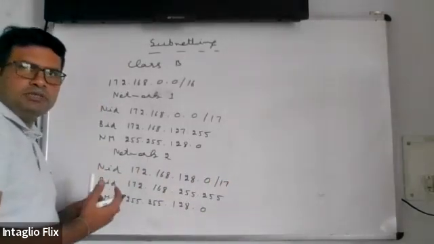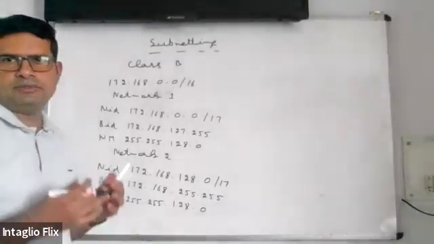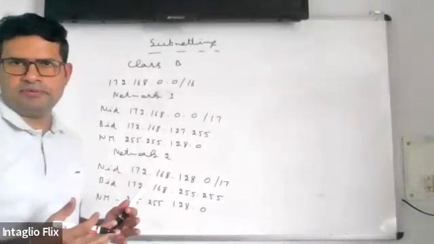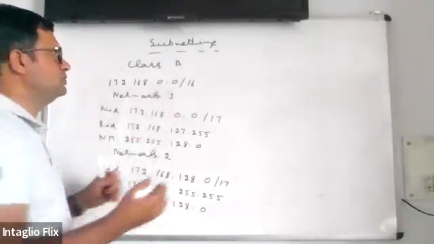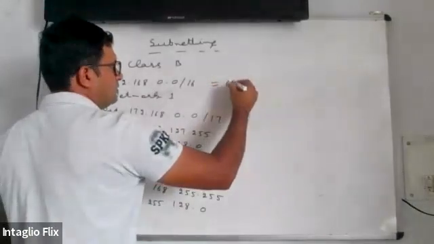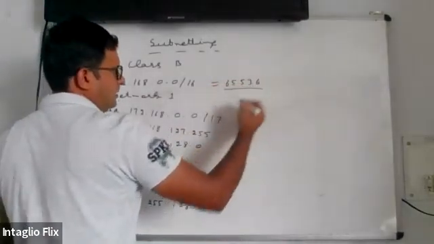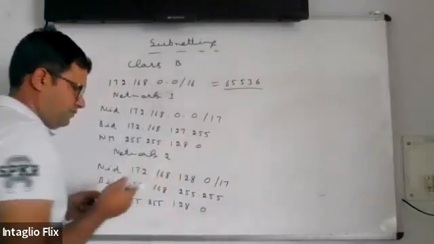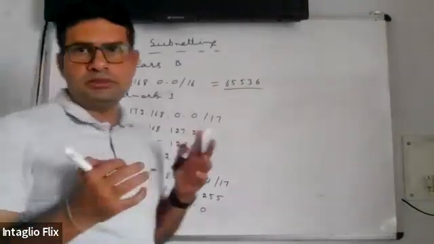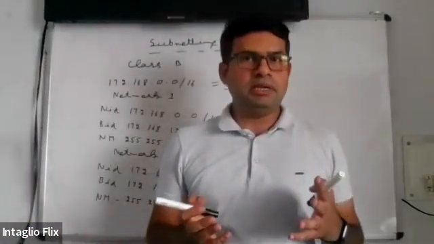So these are two networks, and in every network you are going to get about 32,000 IP addresses, right? So the total was 65,536, and these are half of it, right? So that was about class B subnetting. Now we'll talk about class A subnetting.